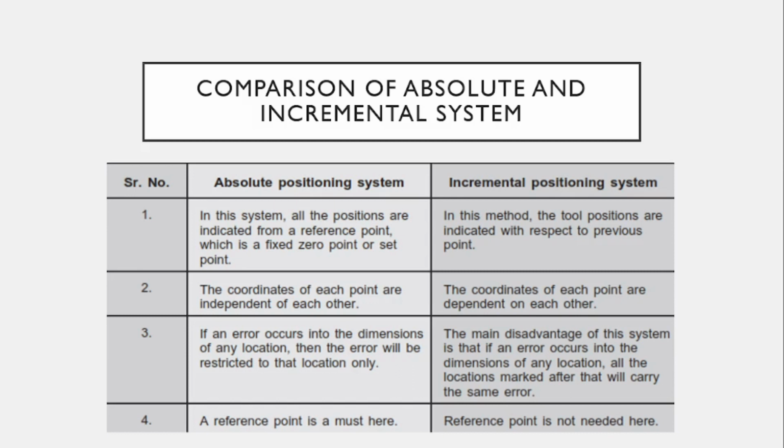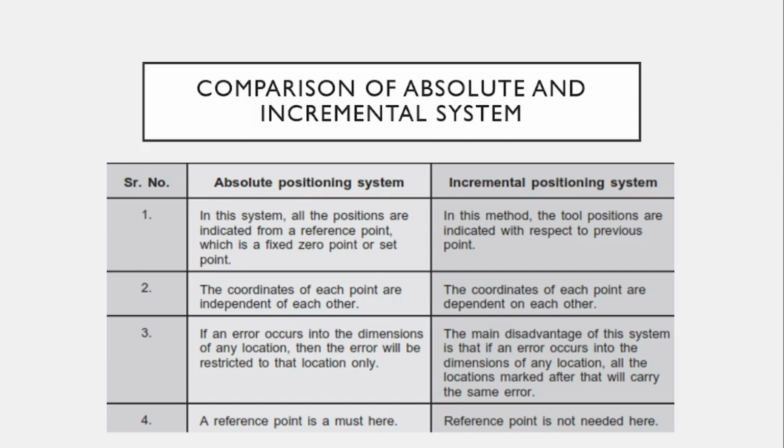In the absolute system, it refers from the indicated point or reference point. In the incremental positioning system, it is indicated from the previous point. In the absolute positioning system, the coordinates of each point are independent of one another. In the incremental system, the coordinate points are dependent on each other. It depends on the previous points.